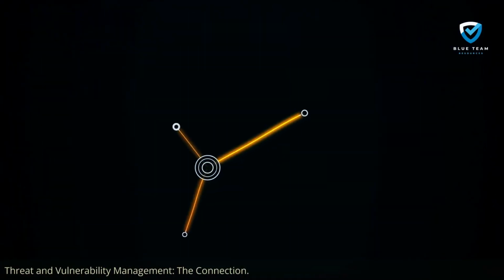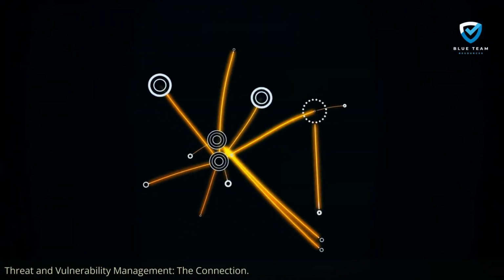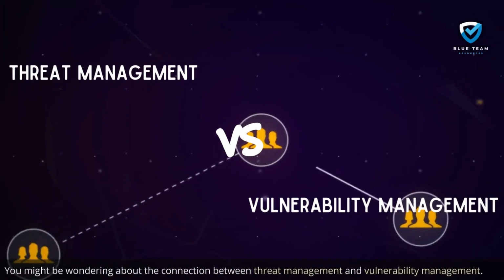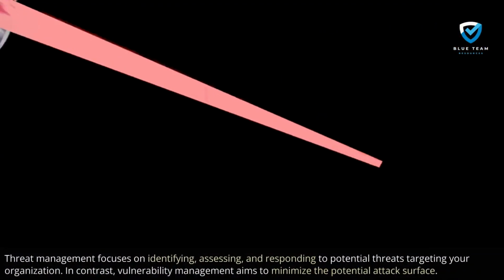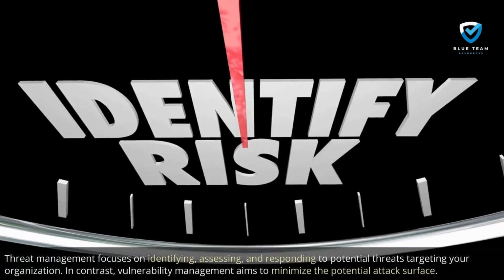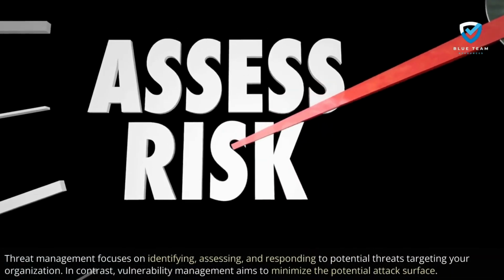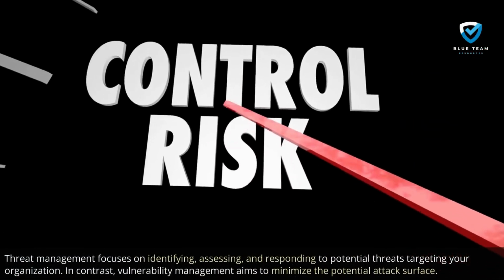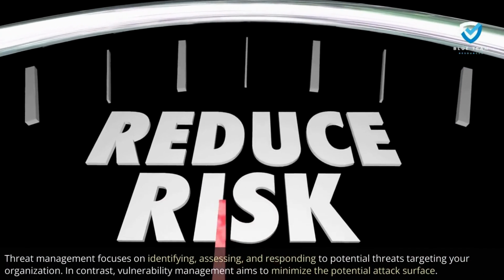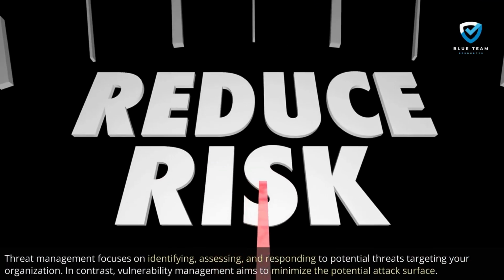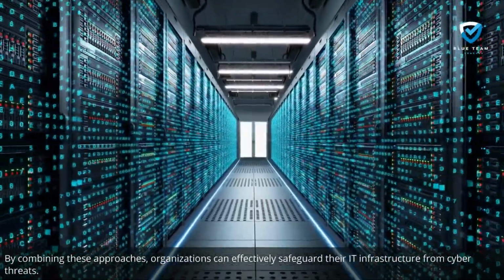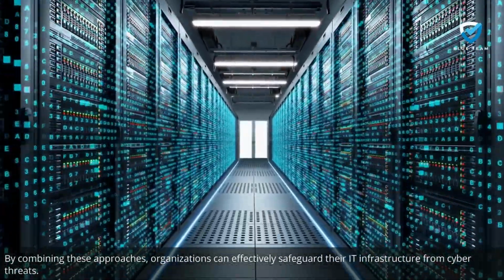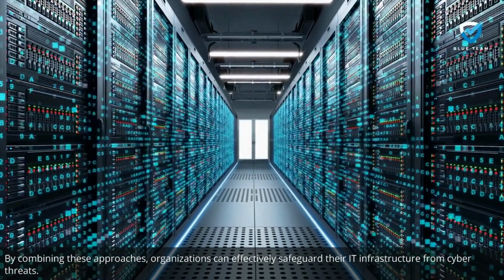Threat and vulnerability management, the connection. You might be wondering about the connection between threat management and vulnerability management. Threat management focuses on identifying, assessing, and responding to potential threats targeting your organization. In contrast, vulnerability management aims to minimize the potential attack surface. By combining these approaches, organizations can effectively safeguard their IT infrastructure from cyber threats.